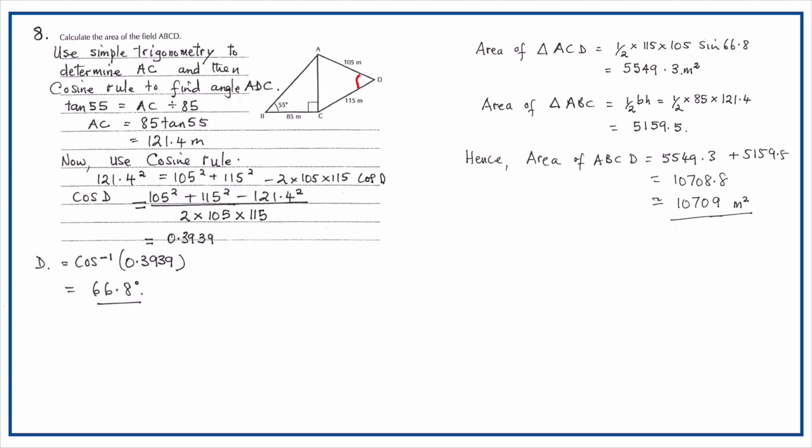Hence the area of ABCD equals 5549.3 plus 5159.5, which gives an answer of approximately 10709 meters squared. So that's the area of the field ABCD.